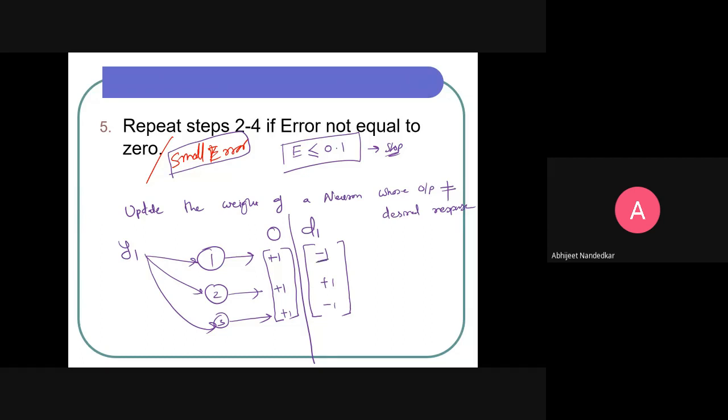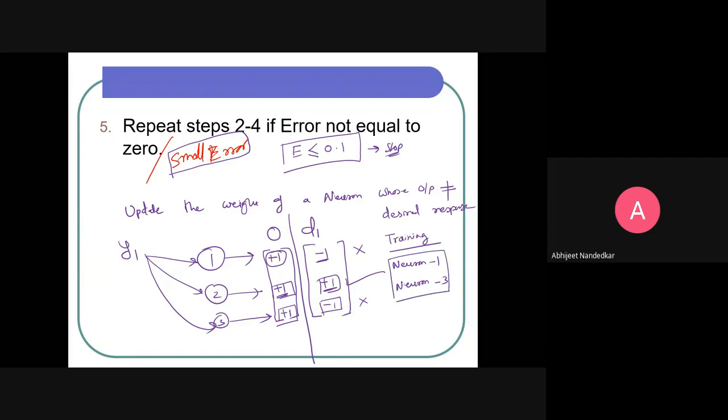So here I expect -1, but I got +1. Here I want +1 and I obtain +1. So this is the correct position. So here I got +1 and I expect -1. So there are two positions which are wrong, one position which is correct. So training has to be done on neuron 1 and neuron 3.